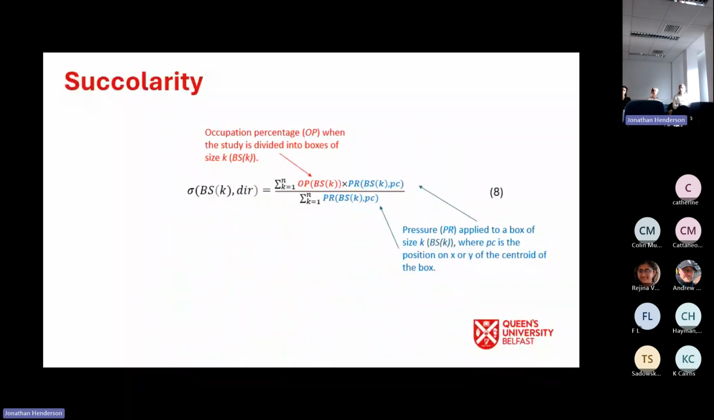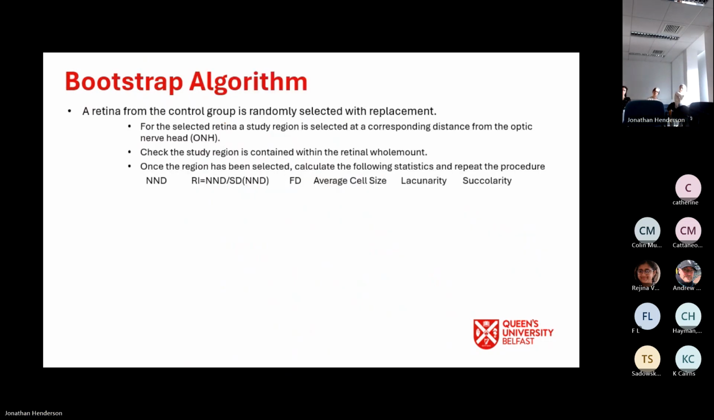And then to calculate our circularity, essentially we're taking the occupation percentage for each box, multiplying it by the pressure, and the pressure applied is taken from the centroid of that box. And then we divide it by the total pressure applied to the whole image. So essentially we wanted to see how well these measures compared to the previously used measures. As I said, what previously had been done had been found to be very good for our severe model, but for the milder model of disease, they've performed quite poorly.